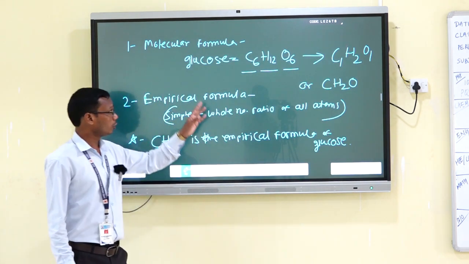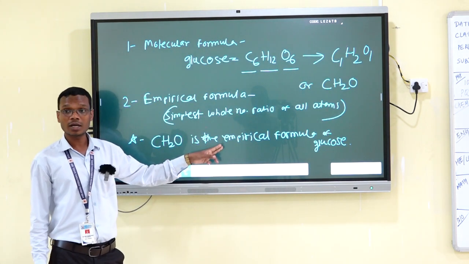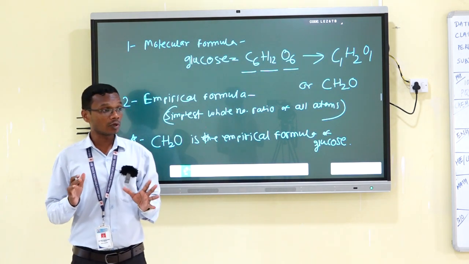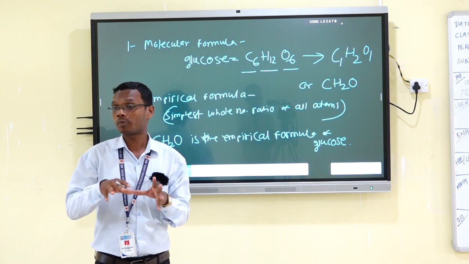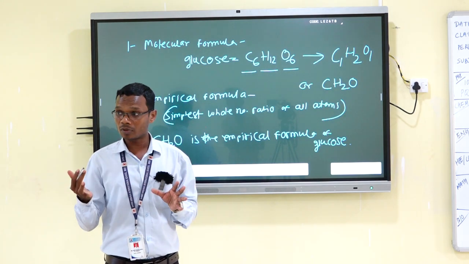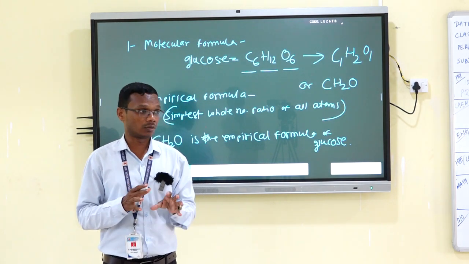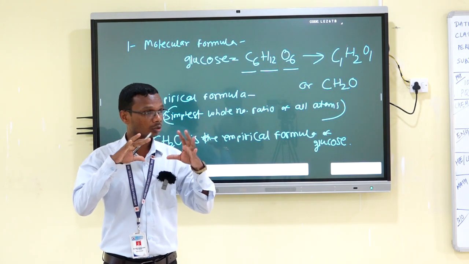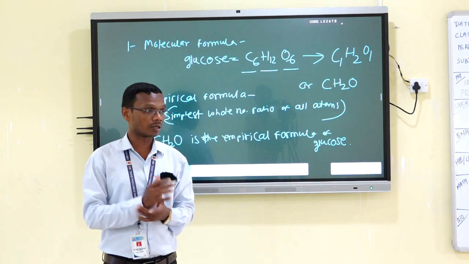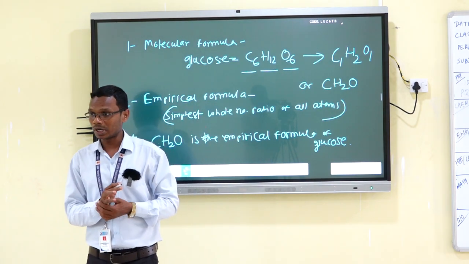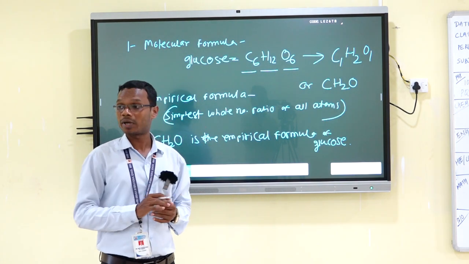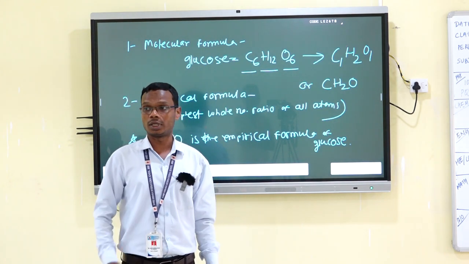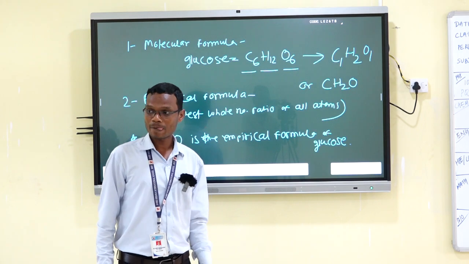So what is the difference between molecular formula and empirical formula? Molecular formula is the actual formula, and it represents the actual composition of atoms. But empirical formula represents only the simplest ratio. Molecular formula explains the total constituents, total components of the atoms. But empirical formula cannot say the actual number of atoms. It explains the simplest whole number ratio only. Okay?